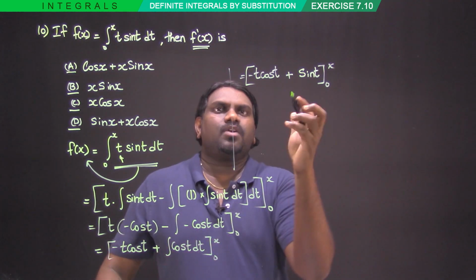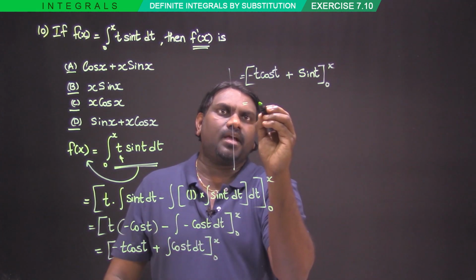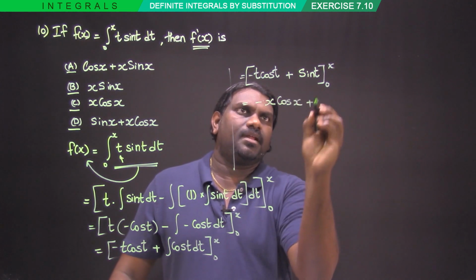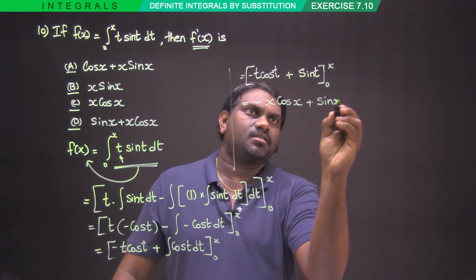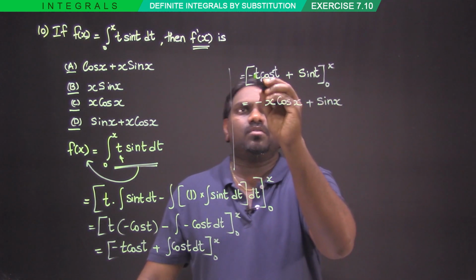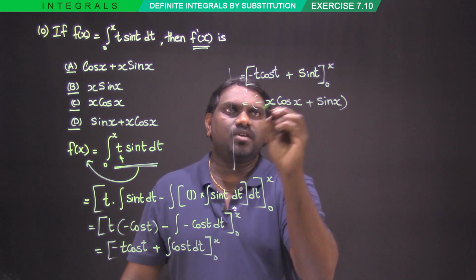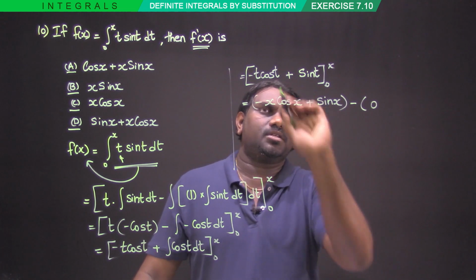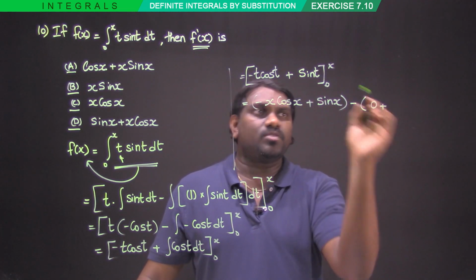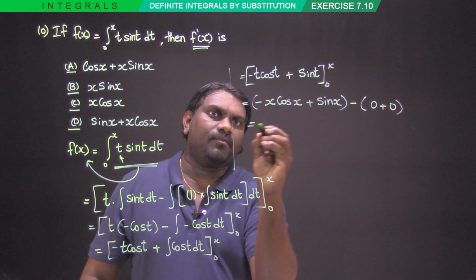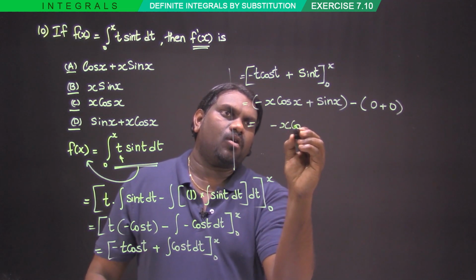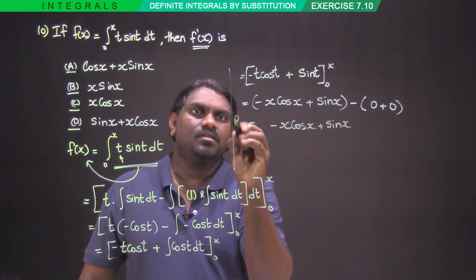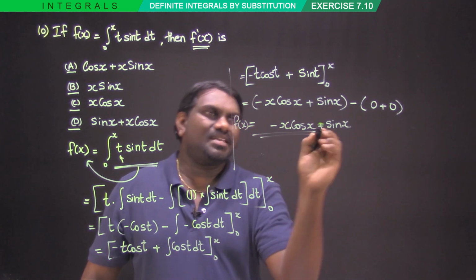So done with that, now you need to apply the limit x. When you apply it, minus x cos x plus sin x. Now what happened to 0? Here the whole thing will be 0. This is the upper limit, minus this one, already t is 0, so the whole term will be 0, plus sin 0 is again 0. So this is the only one we have: minus x cos x plus sin x. This is your f of x dear.